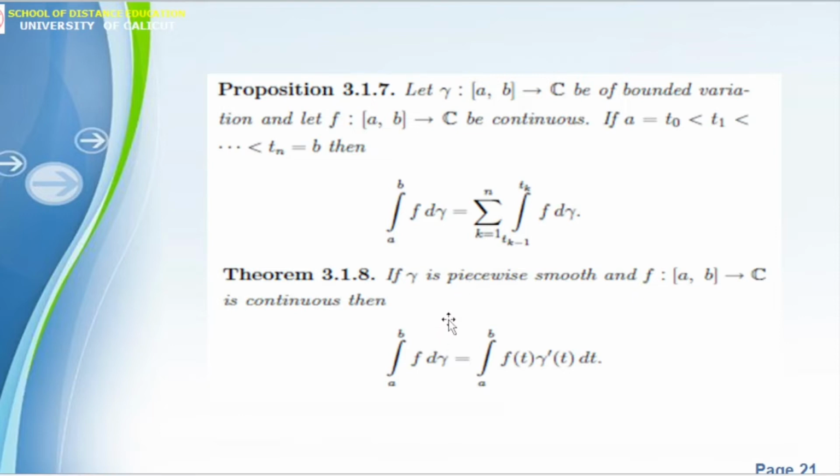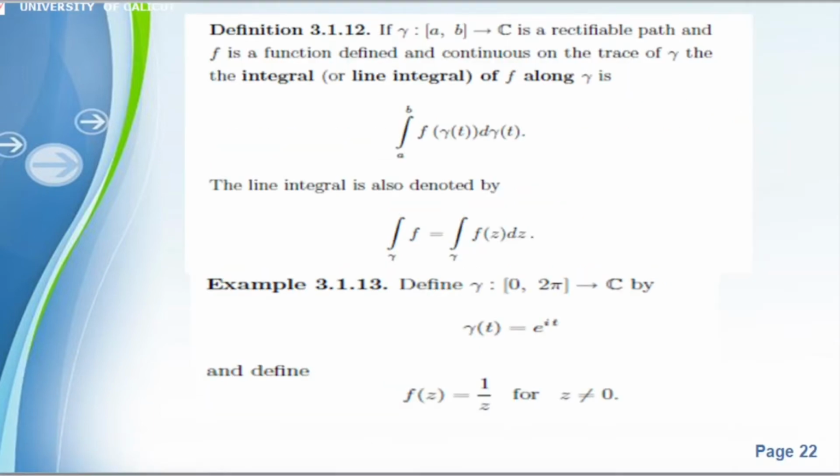If gamma is a piecewise smooth curve and f is a continuous function, then the integral of f d gamma is equal to the integral from a to b of f of t into gamma dash of t dt. If gamma, a function from [a, b] to C, is a rectifiable path, and f is a function defined and continuous on the trace of gamma, the integral of f along gamma is the integral from a to b of f of gamma of t into gamma dash of t dt.